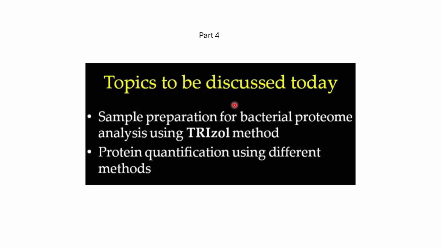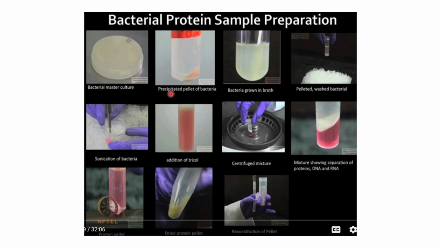Then, similar to the methods which helped in sample preparation, there is a method called the Trizol method too, wherein you are dealing with a bacterial sample. This is how the whole procedure goes. There is a bacterial sample, and you are precipitating the bacteria. This is how the bacteria grow in a suspension culture. This is in the plate, and this is in the suspension culture.